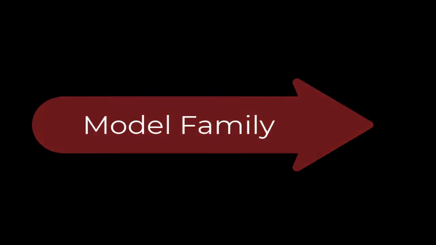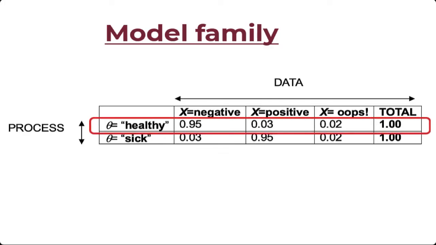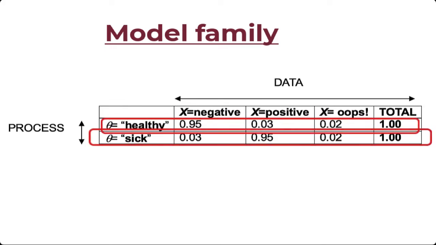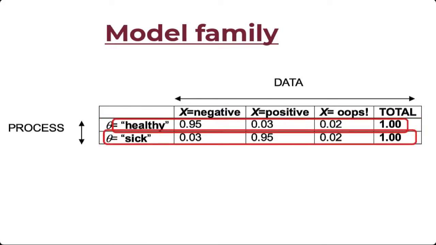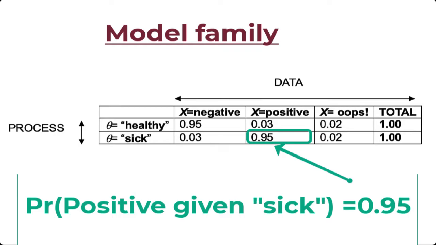All right. In this table, each row is one of those little worlds. Each row is a model for generating data. Together, they make a model family. Each table entry is a conditional probability. Probabilities all add up to 1 in each line because whether the patient is healthy or sick, exactly one result for X has to come back from the lab. Here, if the patient is sick, the probability that the test result will come back positive is 0.95.